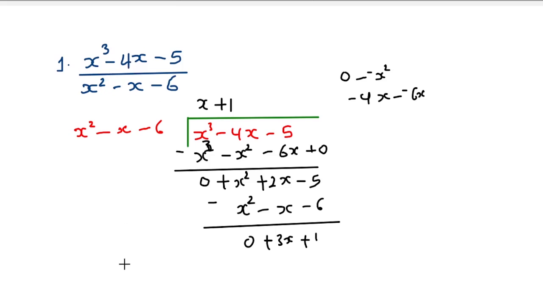This expression now becomes, this is like now our whole number, our whole expression, x plus 1, then plus our proper fraction, which will be the remainder here, which is 3x plus 1, over the divisor, which is x squared minus x minus 6.